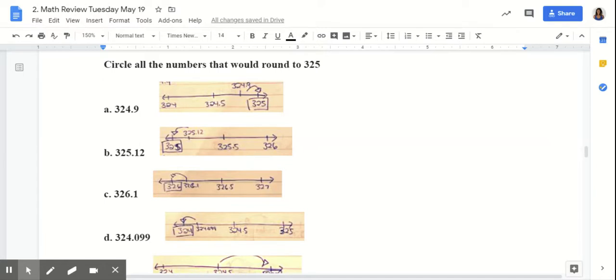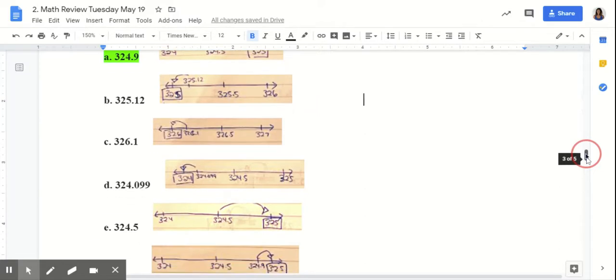So if I have my first one for A, 324 and 9 tenths, one endpoint is 324, the next endpoint is 325, and then my midpoint is 324.5. So I know that this number will be rounding up to 325. So this one would be correct. I'm going through the same method for each one. So right now, A is correct.